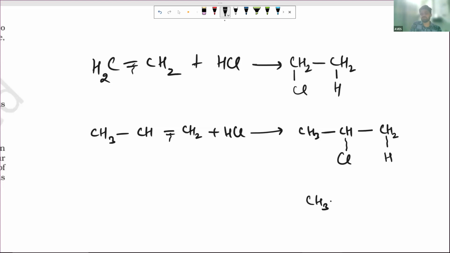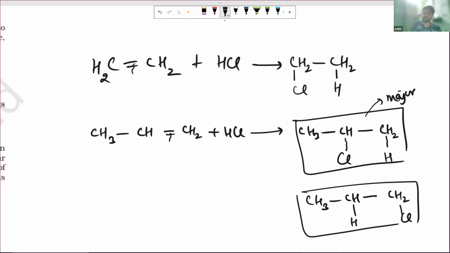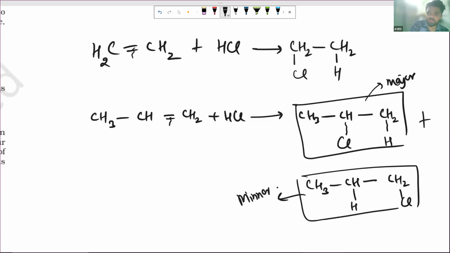Another compound is also formed. Both kinds of compounds will be formed. In that one, the chlorine will be here and H will be here. But this will be the major compound. It means 90 to 95% of this compound is going to form. This is the major compound. This will also form, but only in minor amounts. This will be the minor compound. So this is called the Markovnikov rule.